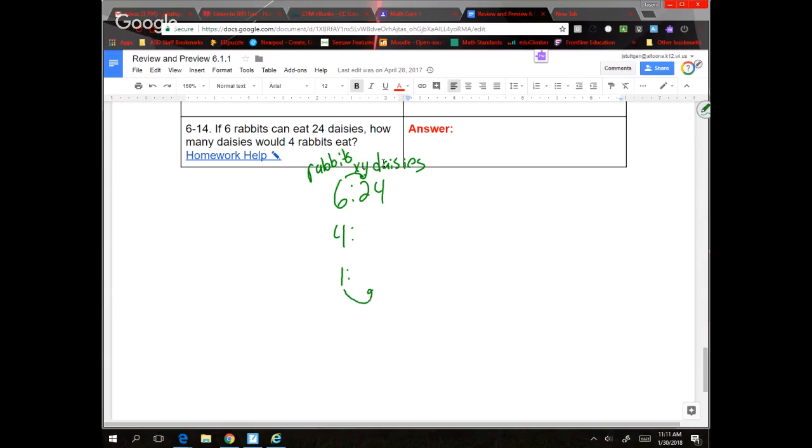So I'm going to do the same to this side. Times by 4, I get 4. Then obviously I'm going to do the same with this one. Times by 4, and I get 16. So 4 rabbits would be able to eat 16 daisies. Those are the answers to the homework for lesson 6.1.1.